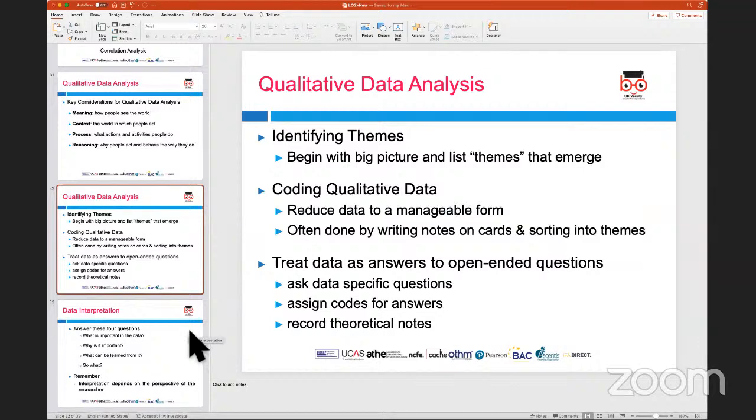So qualitative data analysis tends to be based on open-ended questionnaires. It will not be closed-ended questionnaires. Closed-ended questionnaires is, if I ask you a question, are you a male or female?